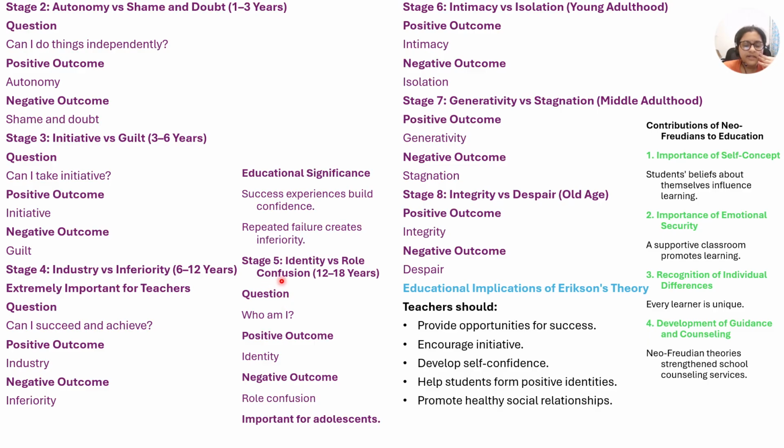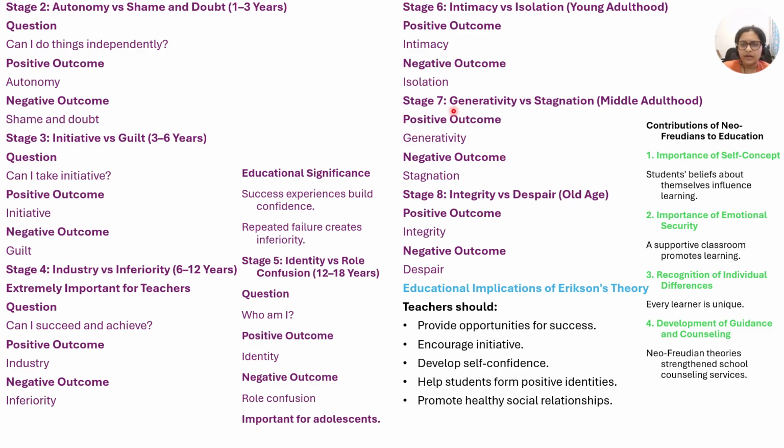Then stage number 5 is identity versus role confusion. Who am I? If the answer that the person gets is good, then he will develop an identity, that I am this. If he doesn't get an answer, then he will be confused. This is very important for adolescents. Stage 6, intimacy versus isolation. This is during young adulthood. If intimacy is good, he will proceed with it. If he's not able to make good relationships, he will remain isolated.